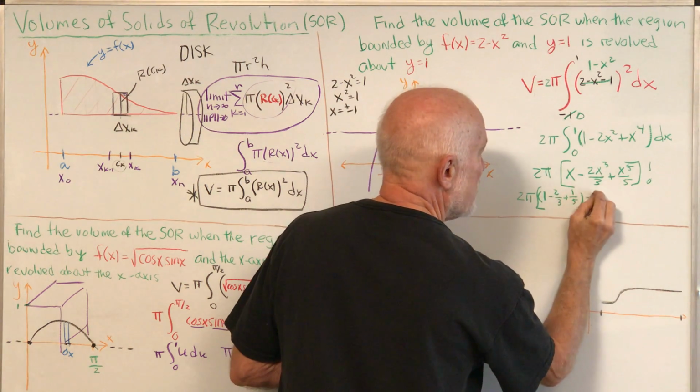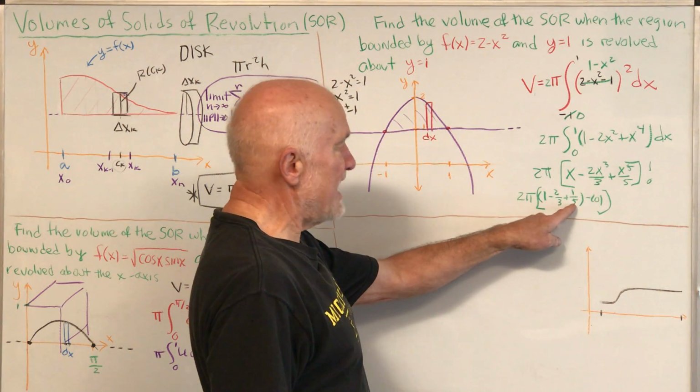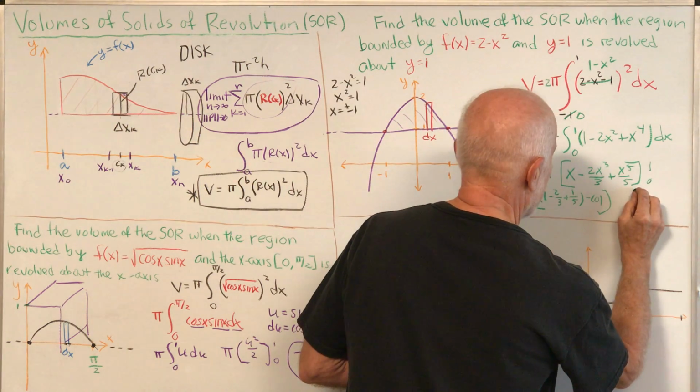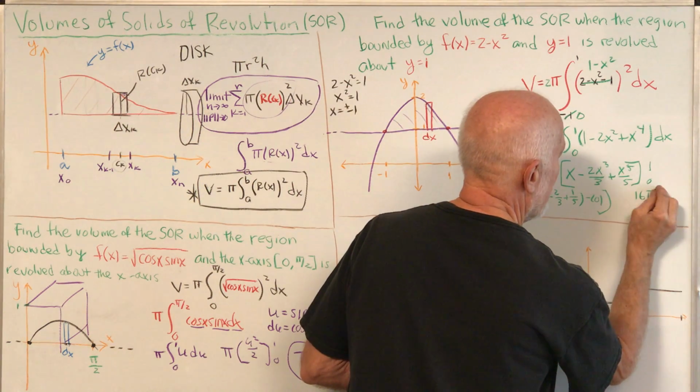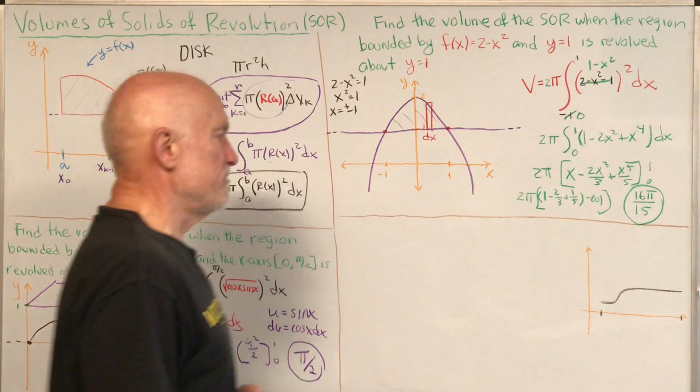And when you put in 0, you get 0. So 1/3 plus 1/5 is 8/15 times 2 pi is 16 pi over 15. And we've got the volume.